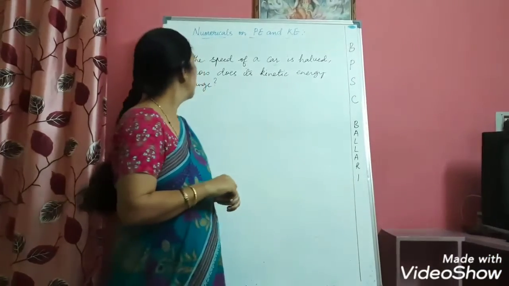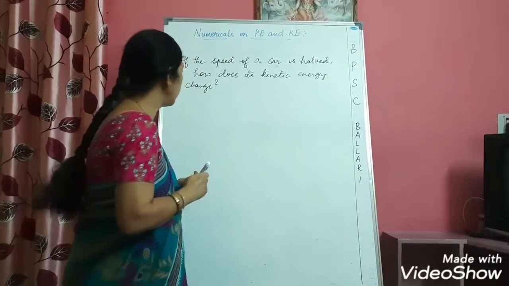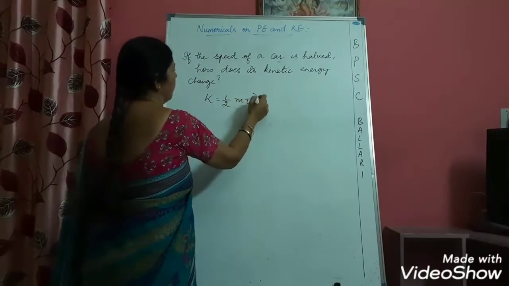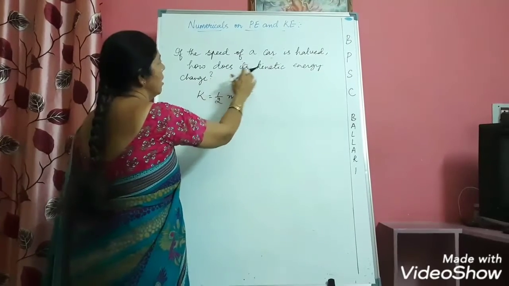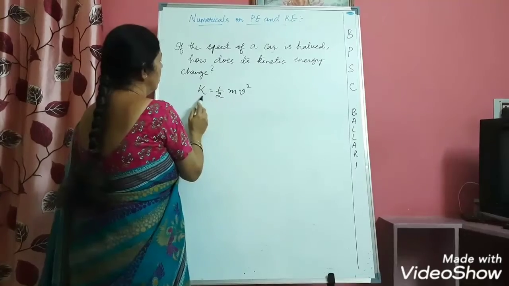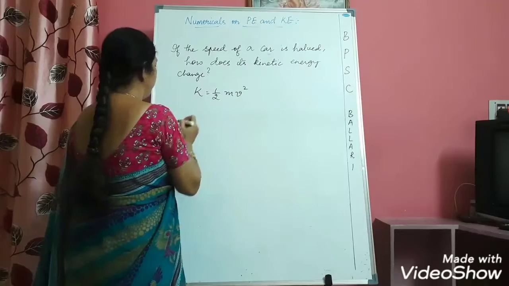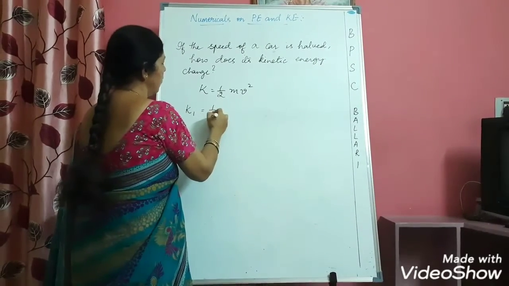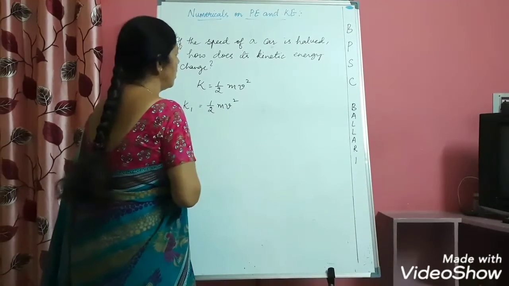Next problem. If the speed of a car is halved, how does its kinetic energy change? Now we know that kinetic energy K is equal to half mv square. In this problem, we are not provided with the mass of the car. He says that the speed of a car is halved. Now, basically, if you take the kinetic energy of this moving car, then it will be equal to half mv square. Now, let us take that initially the kinetic energy of the car is half mv square, where m is the mass of the car, v is the velocity with which the car is traveling.